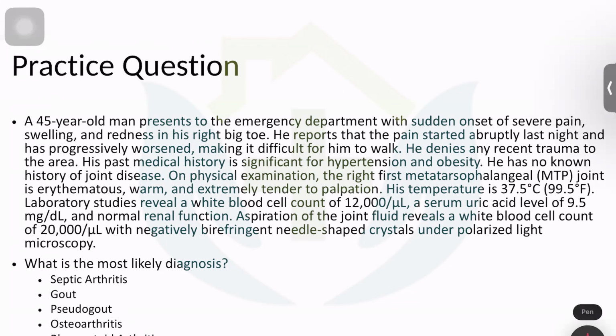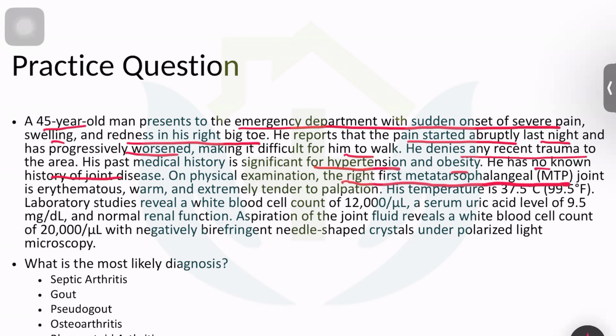A 45-year-old man presents to the emergency department with sudden onset severe pain, swelling, and redness in his right big toe. He reports that the pain started suddenly last night and has worsened. He cannot walk. He denies any recent trauma to the area. Past medical history is significant for high blood pressure and obesity. No known history of joint disease. The right first metatarsophalangeal joint is erythematous, warm, extremely tender.